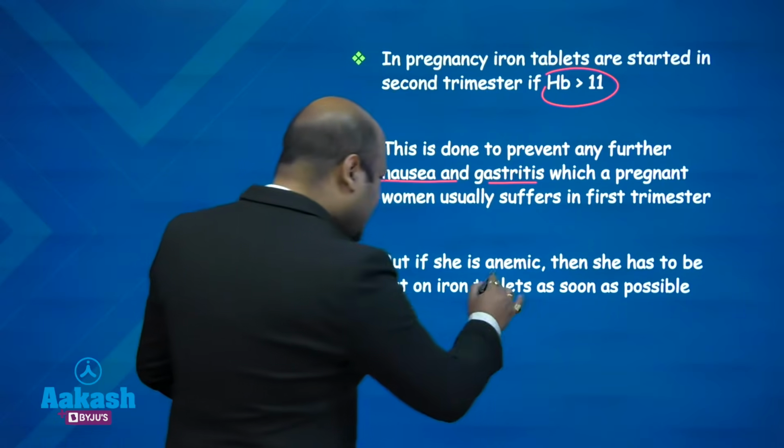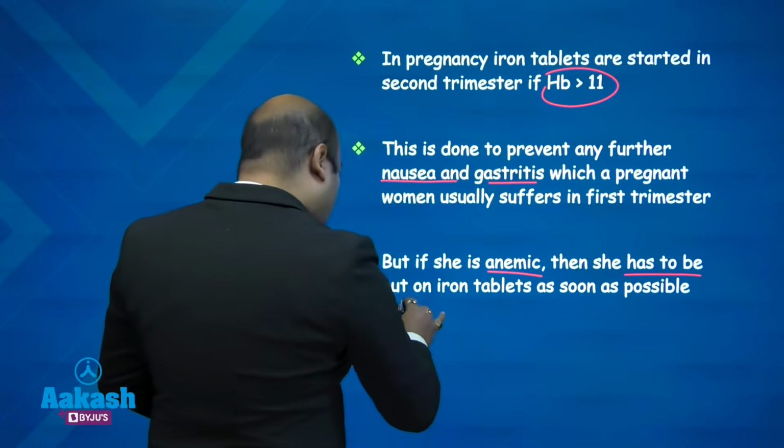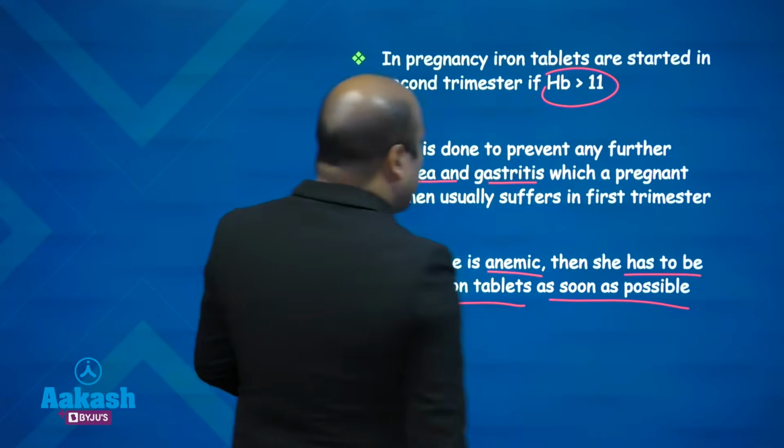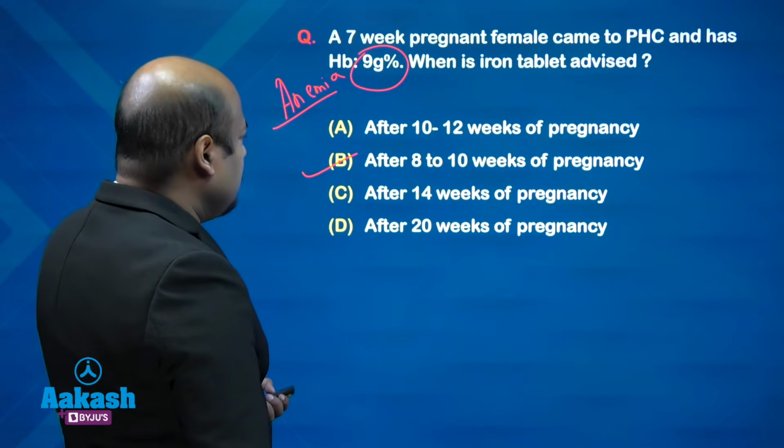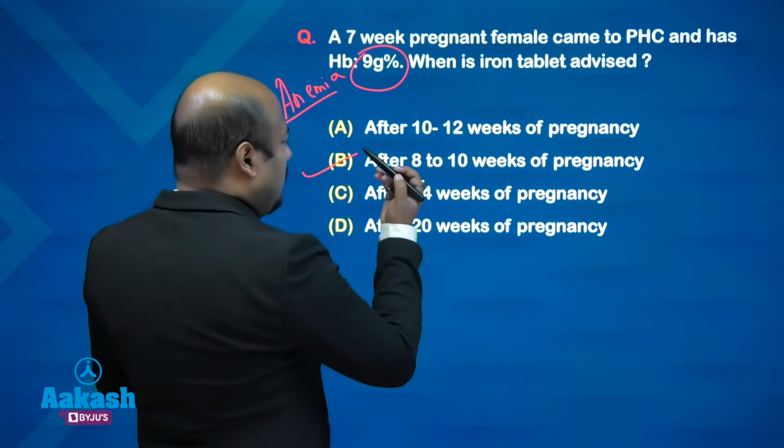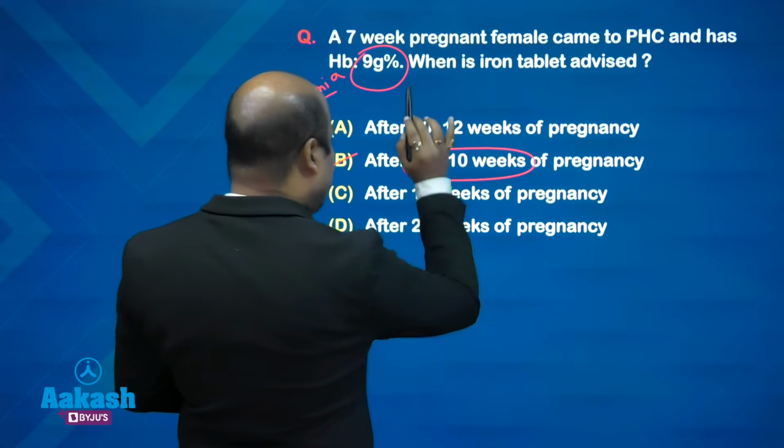But if she is anemic, she has to be put on iron tablets as soon as possible. And so here, if you look at the options, as soon as possible, the lowest value given is 8 to 10 weeks, so we will go for that.